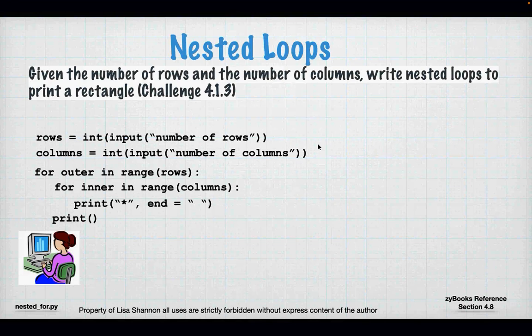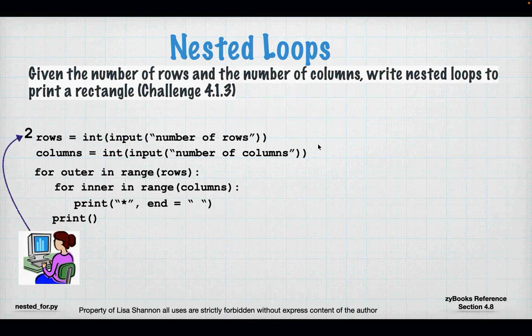And so I have the for loop, and I've just called it outer. And then I have a for loop inside that outer for loop with an inner, and I've got range of rows and range of columns, and I'm going to print star, and I'm going to end with a space, because I don't want a new line, and that's how you end with a space. And then when I'm done with the columns, I'm going to print a new line and then go back up to the top of the outer loop. So let's take a look.